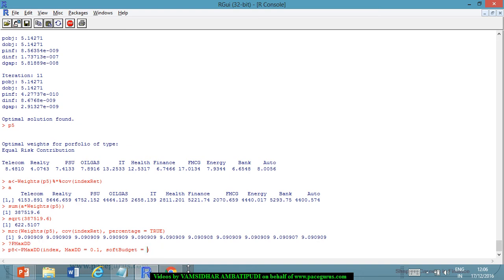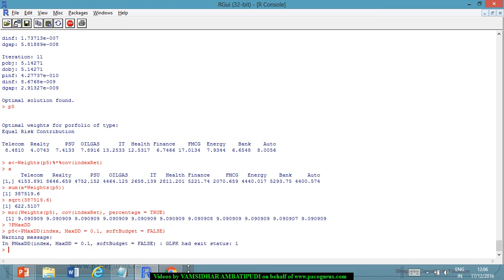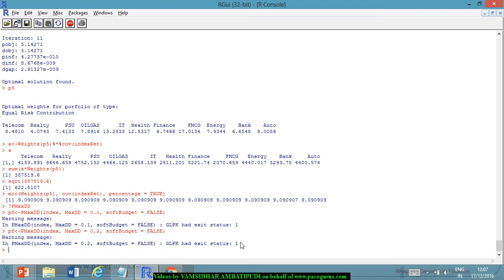In some cases, if I don't allow for soft budget, I set it as false. There is a possibility that it may not get the optimal allocation at all. Now, if you see here, the optimal allocation could not be found with all 100% allocated sticking to this maximum drawdown. So it's not able to allocate at all. There is a possibility that even if I adjust the maximum drawdown to, let's say, 20%, it still could not get the solution. So somewhere I can think of making it a soft budget instead of a hard budget.